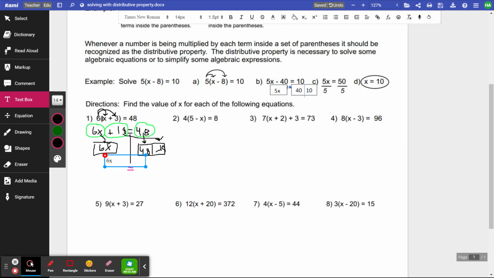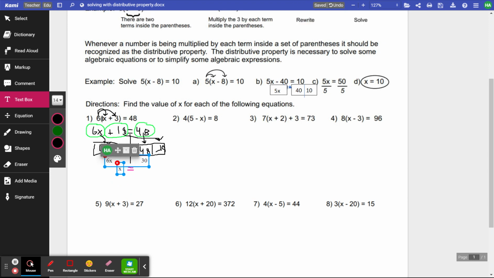And then I put these together, 48 minus 18, and that is going to be, well, 40 minus 10 is 30, 8 minus 8 is 0, so I have 30. Okay? Now, I know I'm done when I get x all by itself. That's my job. That's my goal today, is to get x alone.